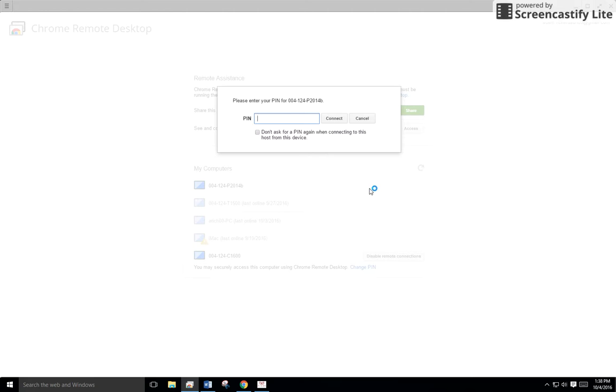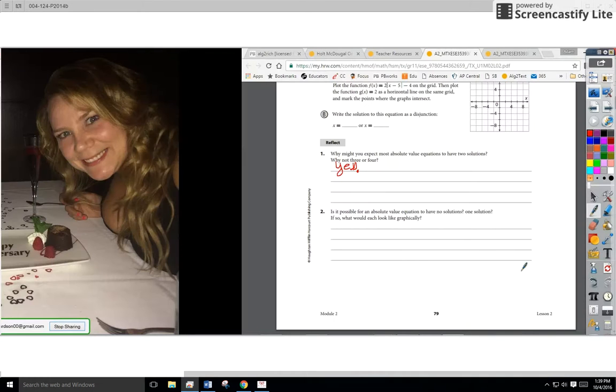Okay, and could you figure out a way, based on what we said here about how a solution to an absolute value equation works graphically, to have an absolute value equation that only has one solution? That means that they only intersect one time. They only cross each other one time, right? Well, certainly I could figure out a way to make that happen.